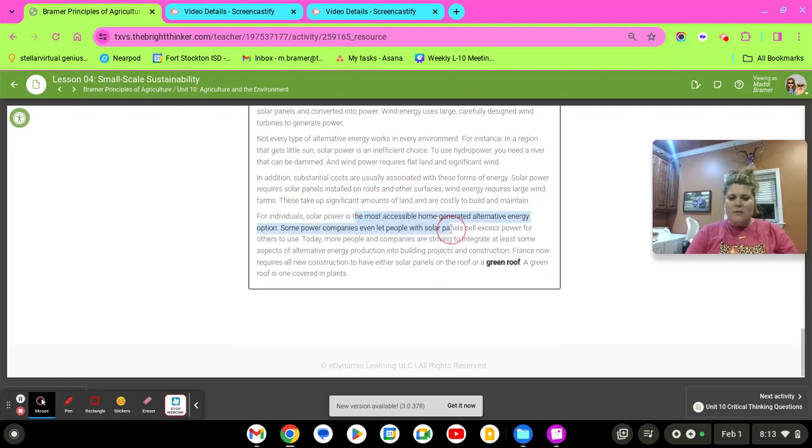Solar power is the most accessible home-generated alternative energy. Some power companies even let people with solar panels sell excess power for others to use. Today, more people and companies are striving to integrate at least some aspect of alternative energy. France now requires all new construction to have either solar panels on the roof or a green roof. And a green roof is one covered in plants. So that's kind of neat.